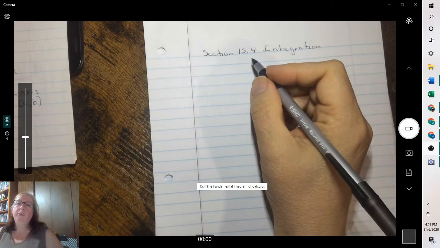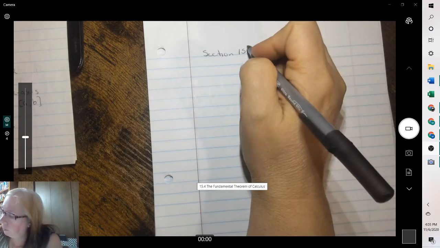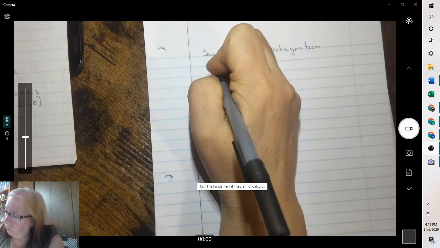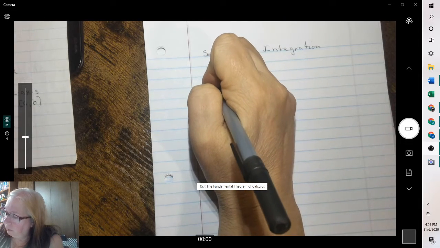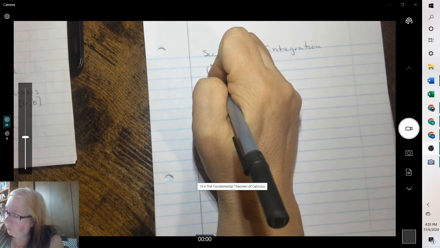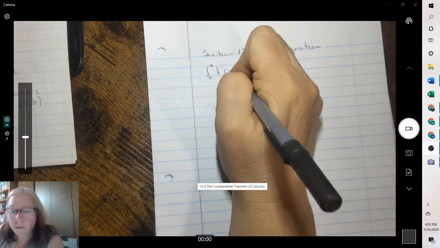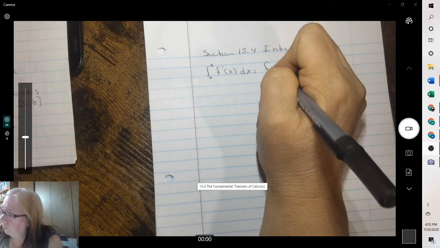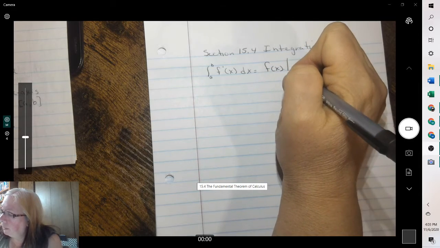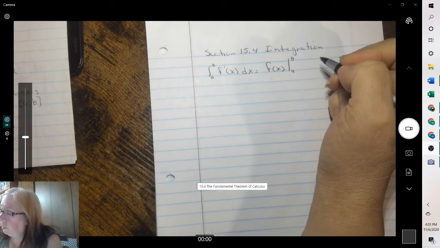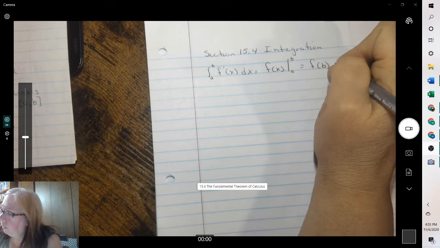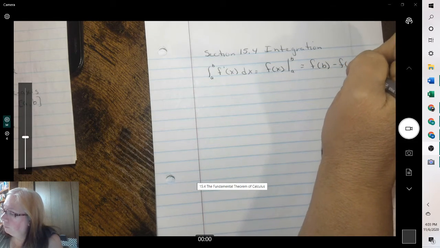Today we're going to cover section 15.4. It's integration, and the formula, if you're going from A to B and you have your derivative, you do not need the plus C when you're plugging in values. And it's the top one minus the bottom one.